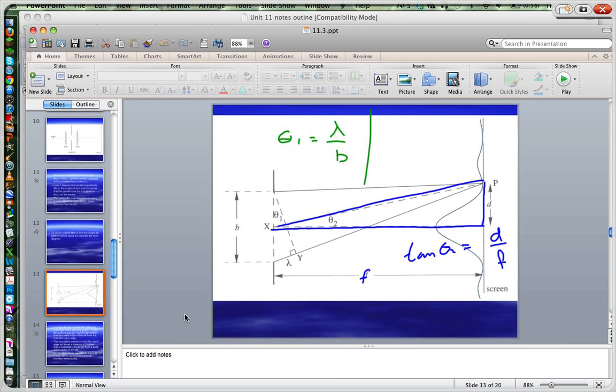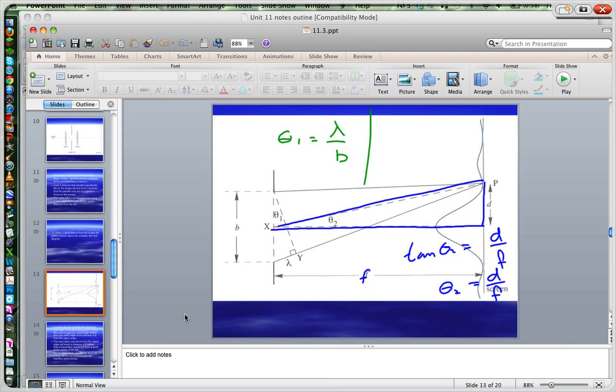Now, the same principle that works with sine of theta being equal to theta for very small angles theta works for tan also. So tan of theta 2 we can write as theta 2 is equal to d over f. So this is looking at the relationship between the width of the principal maximum and the focal length over here.